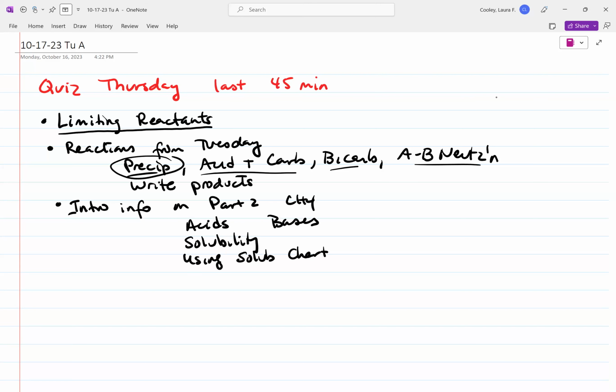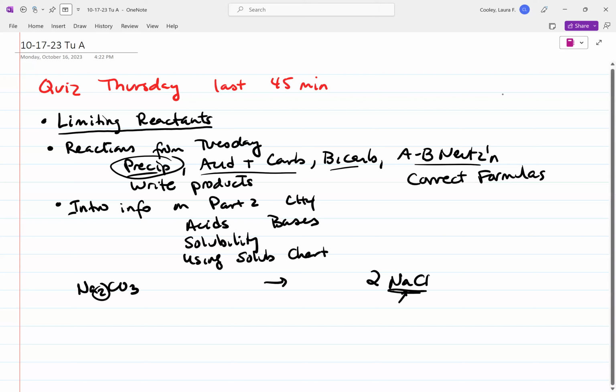And for all of these reactions, you need to know how to write the correct formulas. And you need to realize that those correct formulas have nothing to do with the coefficients. Like if you have Na2CO3 on the left side of the equation, and you have NaCl on this side, this 2 does not tell you anything about what this formula is. You have to balance by putting coefficients, but you never change the subscript of a correct formula. There is only one correct formula for an ionic compound, and it's the one that balances the charge. So don't get fooled by that.